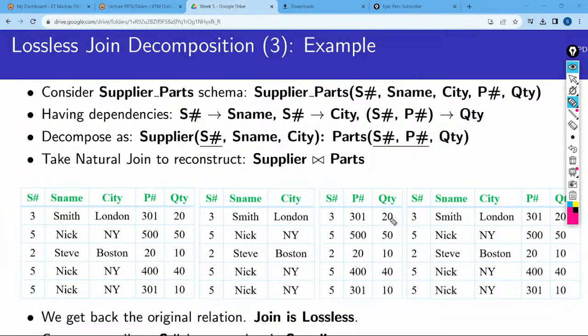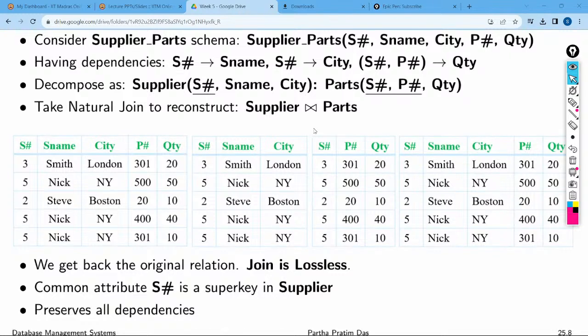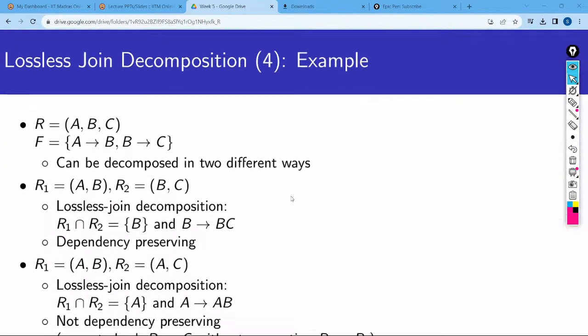So how did we get this lossless join? We kept in mind the super key. Let me show you. Supplier ID is present in both the subtables, namely suppliers and parts, and the common attribute supplier ID is a super key. So it is important to know that while decomposing data, the common attribute between the two tables should be a super key. Okay, that was quick. Let's move forward.